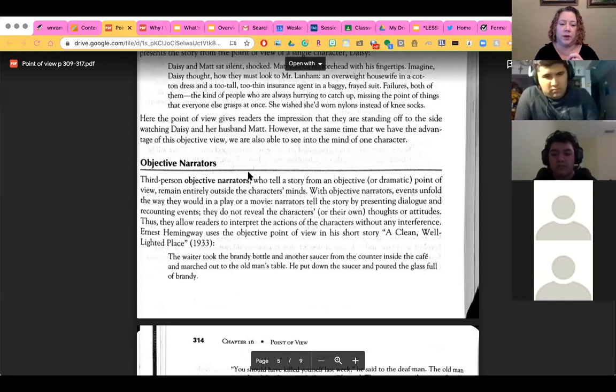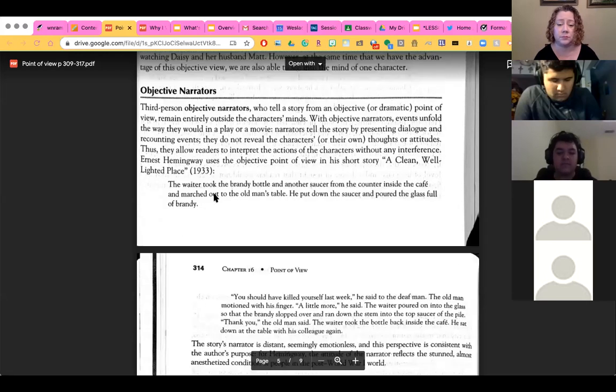Objective narrator is what we call the narrator who can logically evaluate the scene because they're not involved in it. They're the bystander who's not even mentioned in the story, the fly on the wall, the person who's observing and reporting back. The third person objective narrator is kind of like a reporter, just telling what happened.